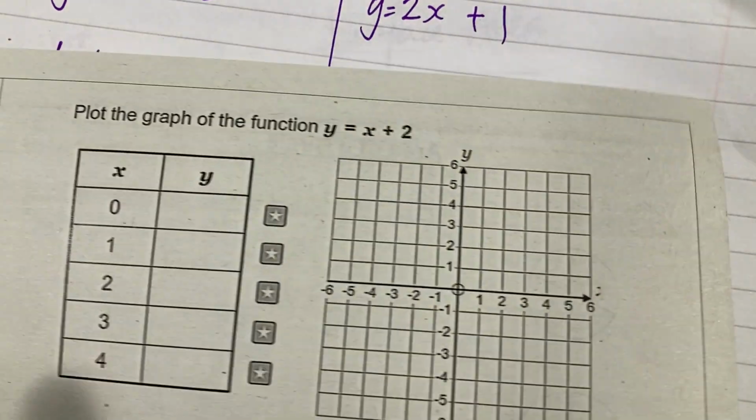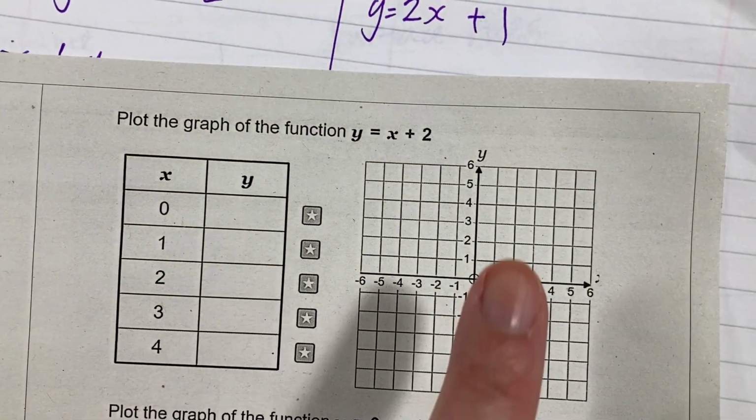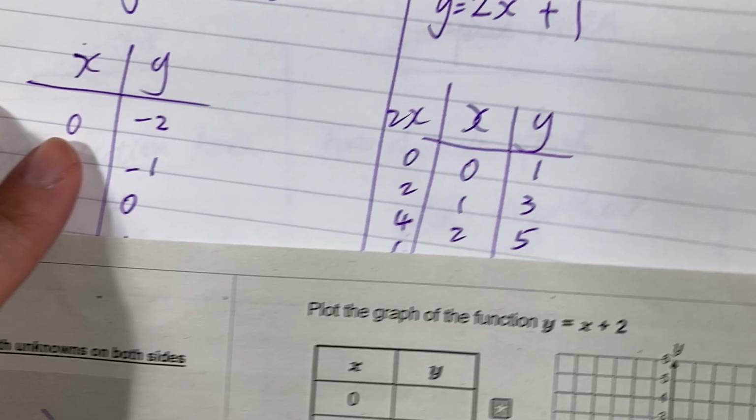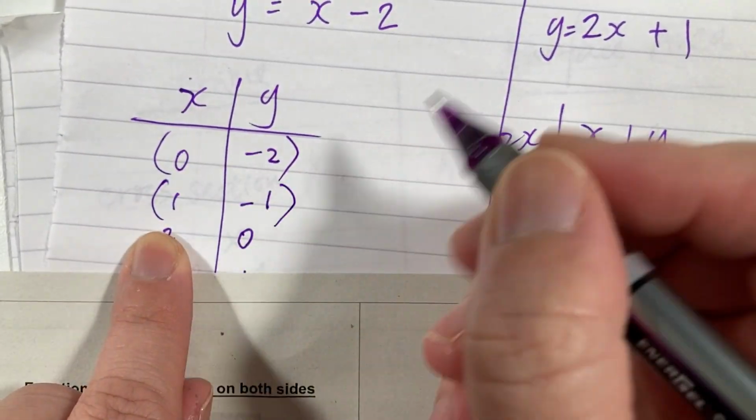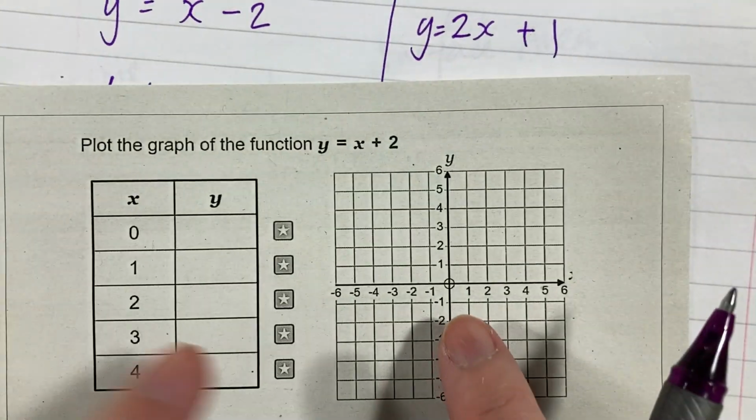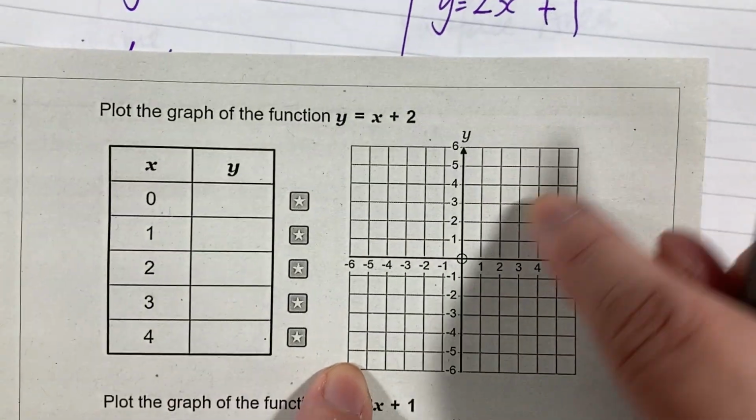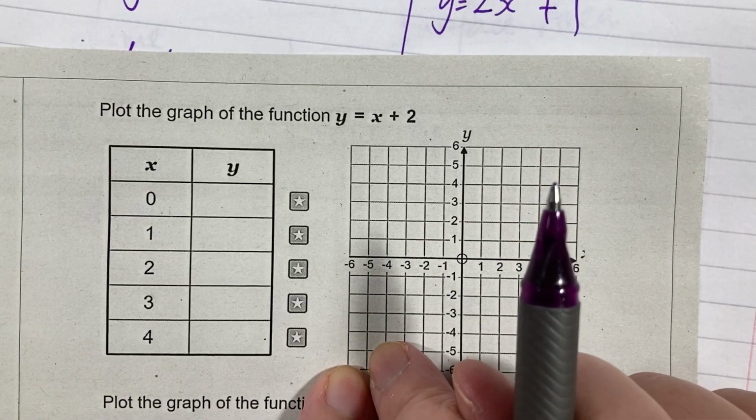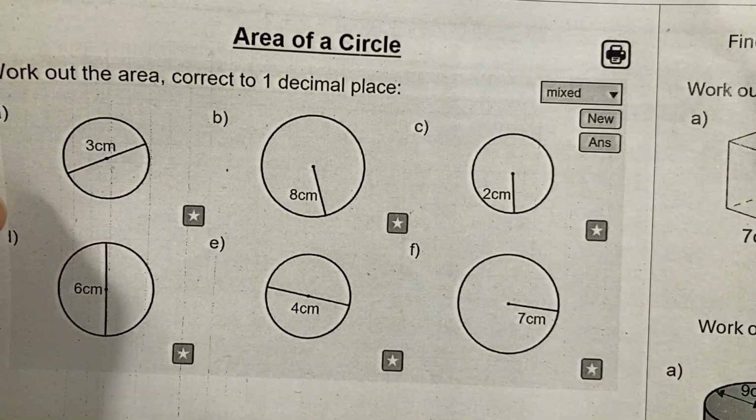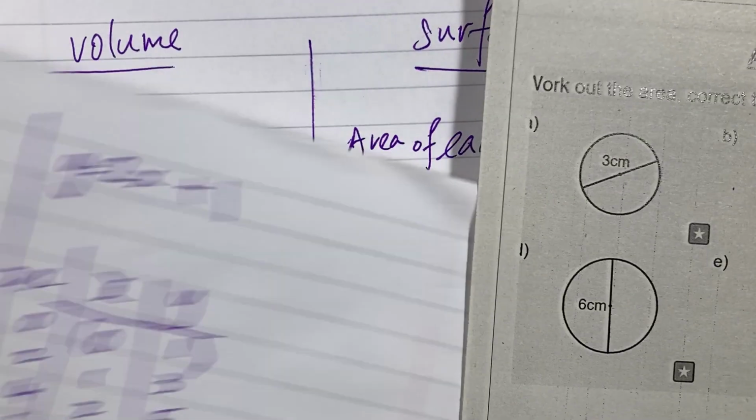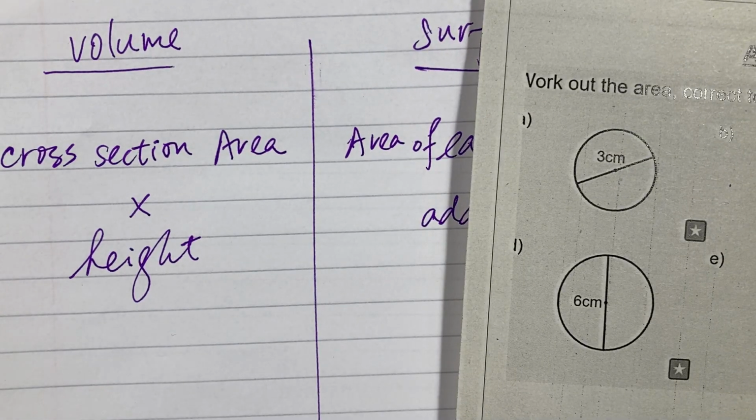Once you know that, you can fill this table out. And how do you do this? Is by coordinates. That is actually its coordinate, 0, negative 2, 1, negative 1. And then after that, you plot the graph and then you join it with a ruler, straight line. That's all this page.